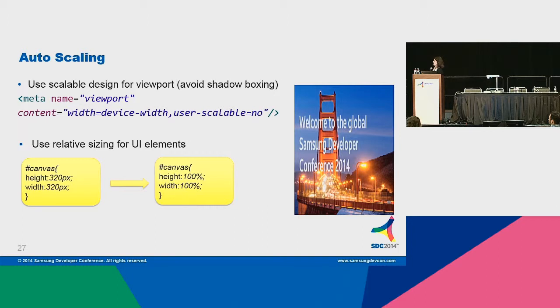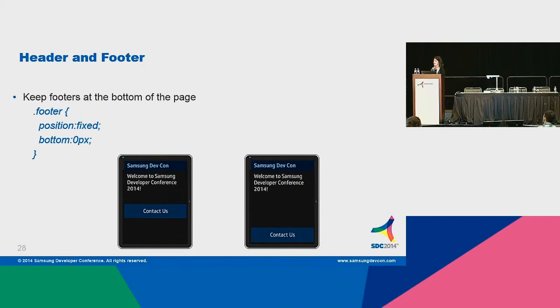The other thing you need to do is use relative sizing for your UI elements. So don't hard code in the exact pixels that you want. Use percentages. This is pretty standard coding practice for any wearable or any smartphone. You want to make sure that your footers show up at the bottom of the page, so you don't want to code them to fit on a specific pixel. You want to make sure that the bottom is 0.